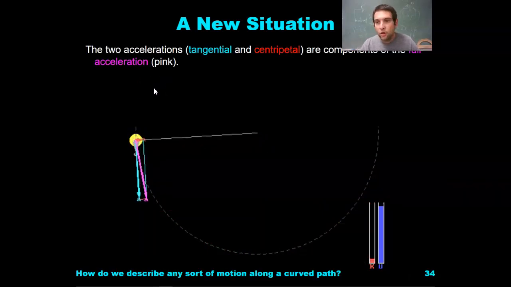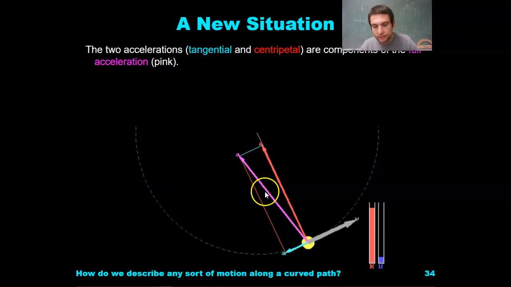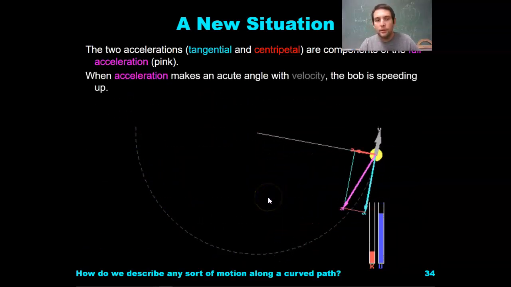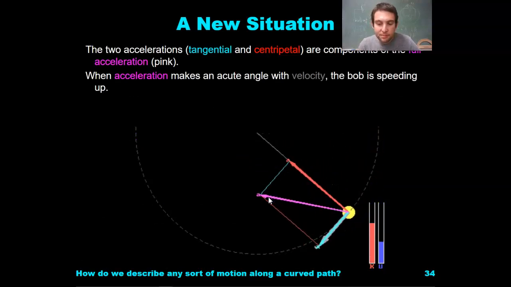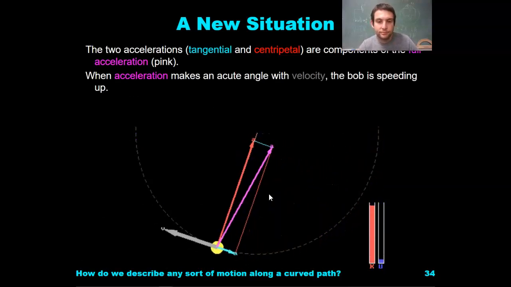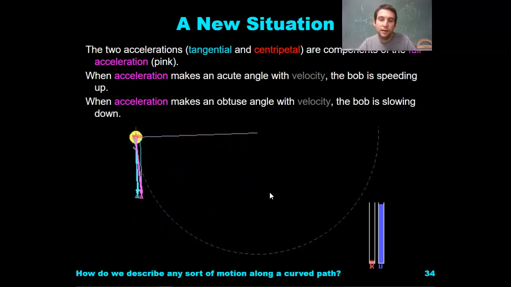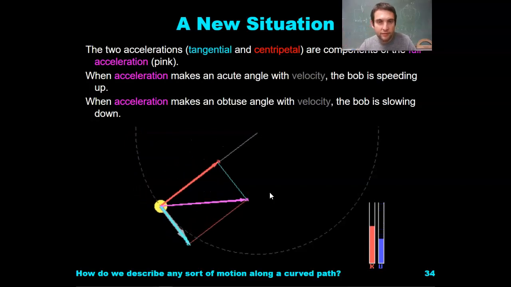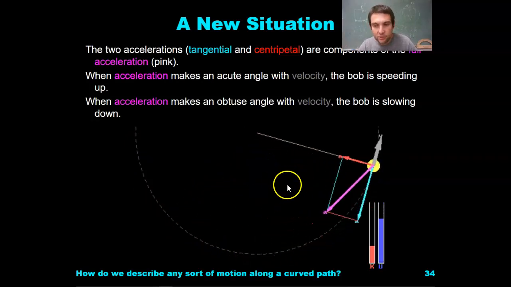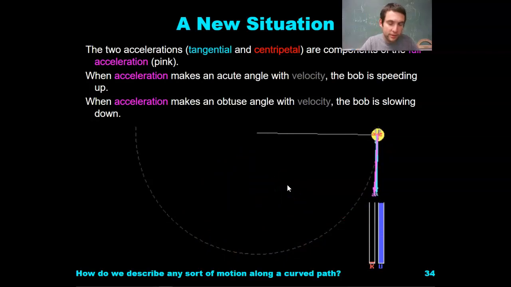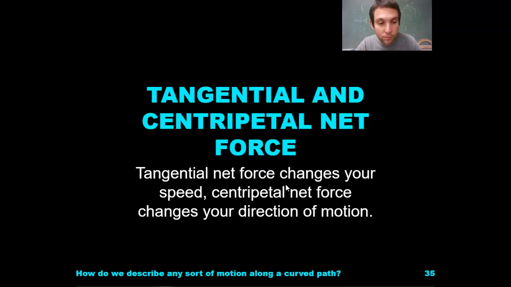The two accelerations are components of the full acceleration, the one in pink. When acceleration makes an acute angle with velocity, the bob is speeding up. When the acceleration makes an obtuse angle with velocity, the bob is slowing down. That makes sense because if our velocity is in the opposite direction of the total acceleration, then we're probably slowing down. If it's in the same direction, then we're probably speeding up.